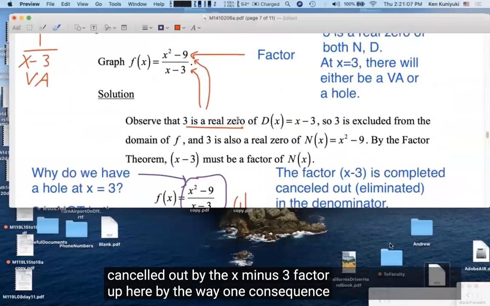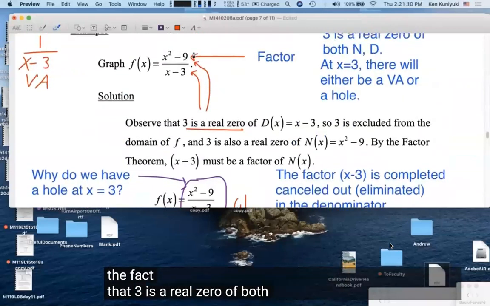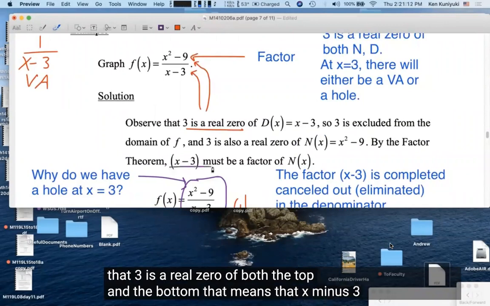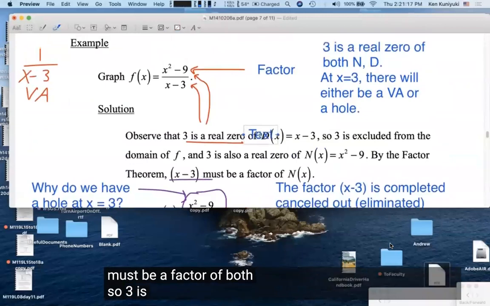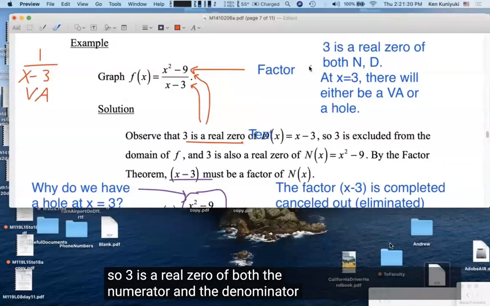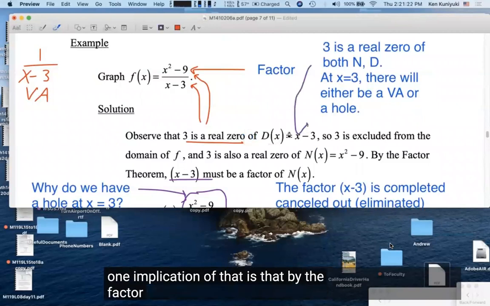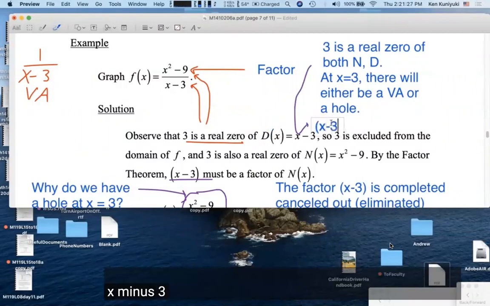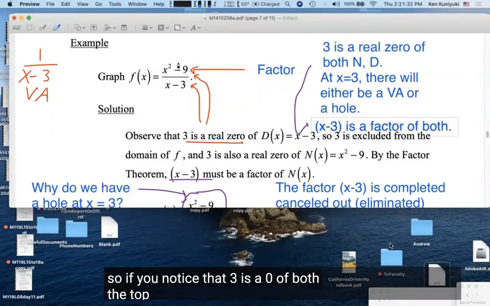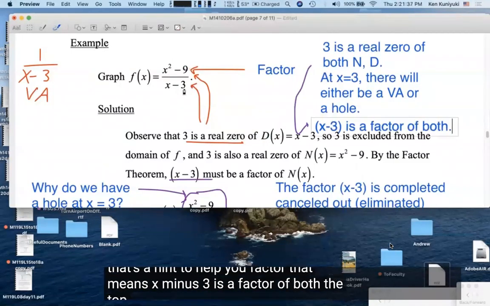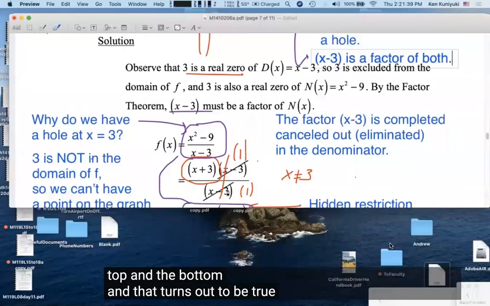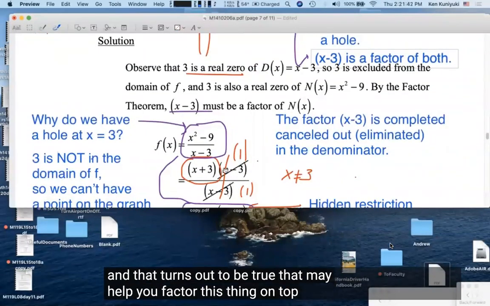By the way, one consequence of the fact that 3 is a real 0 of both the top and the bottom is that x minus 3 must be a factor of both. So 3 is a real 0 of both the numerator and the denominator. One implication of that is that by the factor theorem, x minus 3 is a factor of both. So if you notice that 3 is a 0 of both the top and the bottom, that's a hint to help you factor. That means x minus 3 is a factor of both the top and the bottom. And that turns out to be true. That may help you factor this thing on top.